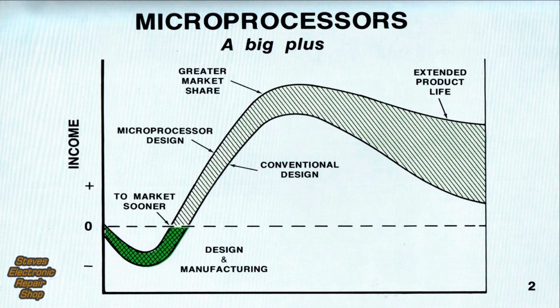Microprocessors give us a big edge in the marketplace, as shown here. When compared, we see that products using microprocessors reach the market sooner than similar conventionally designed products. Therefore, the microprocessor-based system garners a larger share of the market and has a longer product life.